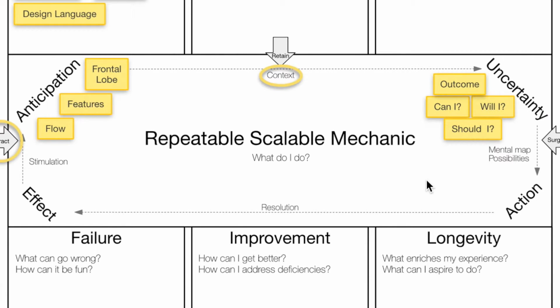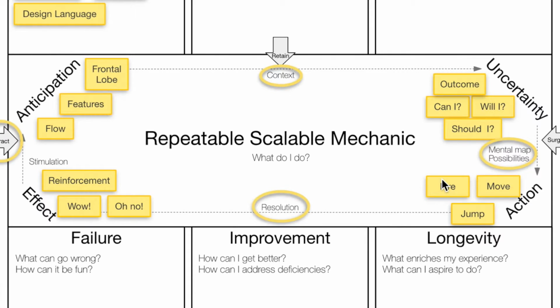That uncertainty creates a mental map of possibilities for what the player can do, what they can experience. And that drives them to a sense of action. Should they move left? Should they move right? Should they jump? Or maybe even fire? That action helps to resolve the uncertainty. Once you've done that action, you get some kind of reinforcement, some effect that your work has been worthwhile, a wow effect, or an oh no, I've died, or the player's moved on, or whatever.